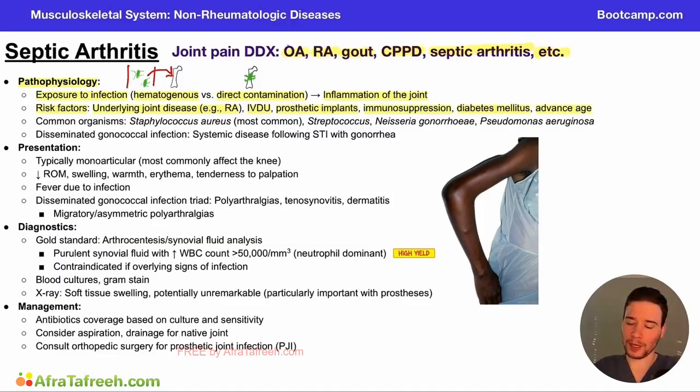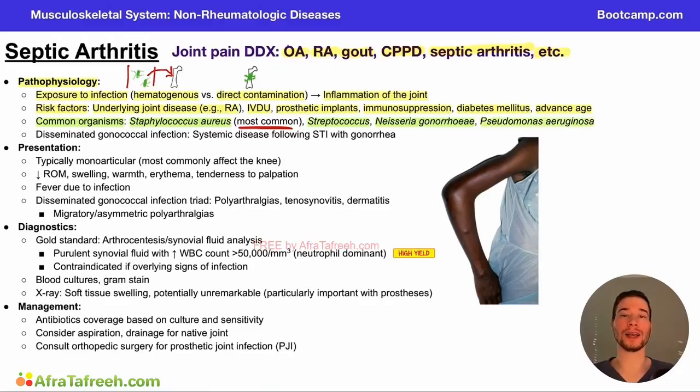Now, some common organisms include Staphylococcus aureus. This is the most common one. When in doubt on a test question, if you don't know what bug they're talking about, it's okay to guess Staph aureus. That's one that shows up time and time again. And here it is as the most common infectious bug for septic arthritis. Now, some other ones I might ask you about include the Streptococcus species, as well as Neisseria gonorrhea and Pseudomonas as well. This is not a complete list.